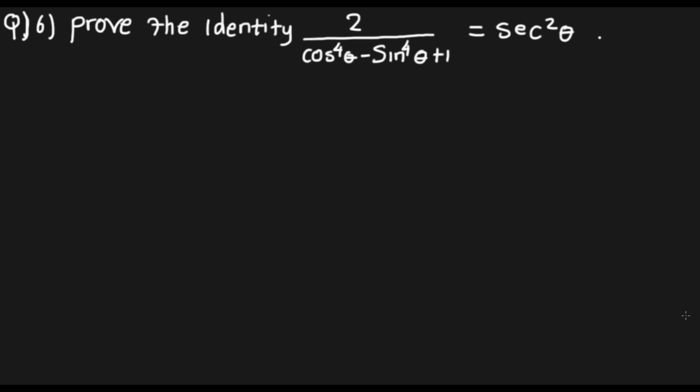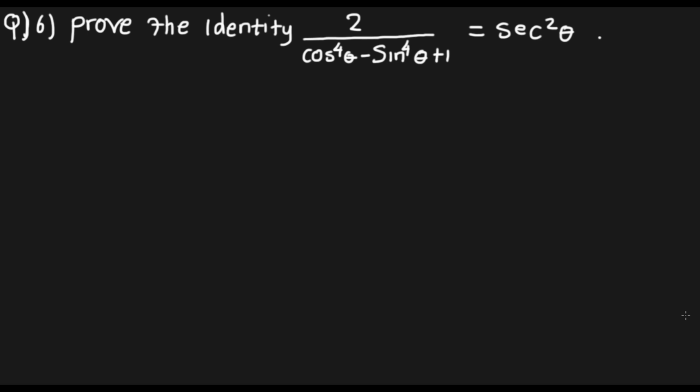Welcome guys. In this lesson we are going to focus on two questions from additional mathematics paper 1 for the 2023 internal. So we are starting from question 6. We are told to prove the identity 2 over cos to the power 4 minus sine to the power 4 plus 1 is equal to sec squared. To prove simply means we want to verify, we want to show that the left side is equal to the right side. Now, what I prefer to do is you work the side where you have cos and sine.